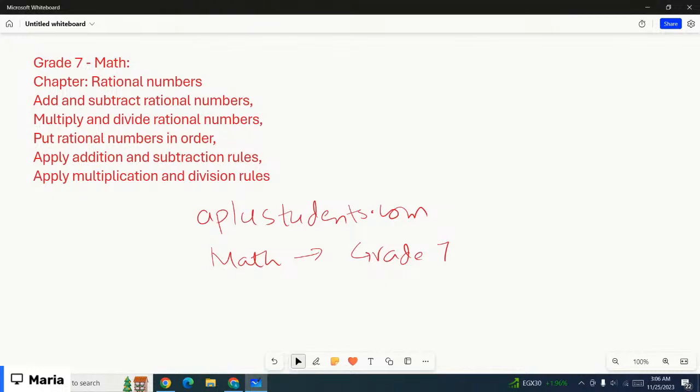Please make sure you have your notebook and pencil so that you can note down the important examples and definitions as well, right? So let's just start with the lesson.